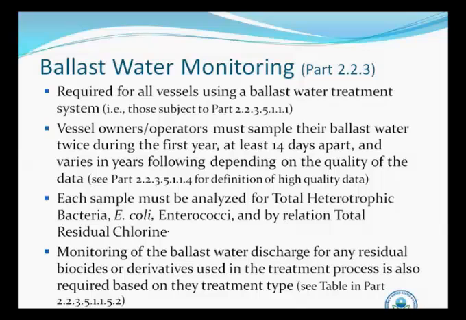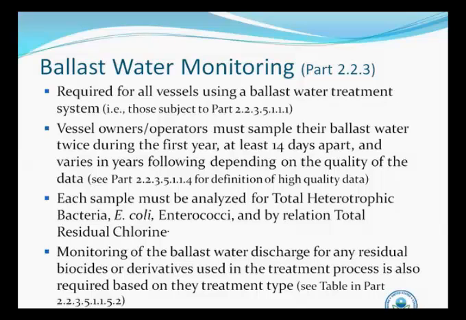For biological monitoring, the second bullet, vessel owner operators must sample their ballast water twice during the first year, at least 14 days apart. And then potentially a reduced volume after that if you're using what we would consider high-quality data. So it's twice during the first year, and then you may reduce if you are using a system that we've categorized as having high-quality data, which means data that we believe is transparent, and we're going to see that with systems that have U.S. Coast Guard type approval or AMS certification.